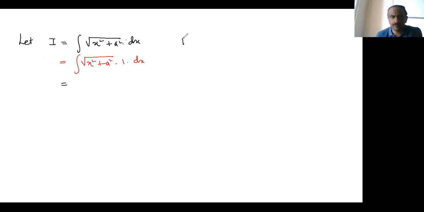So I start with this. Let I be equal to the integral of root of x square plus a square, which I will write as root of x square plus a square into 1 dx. This is a very important step. Then you will apply integration by parts.